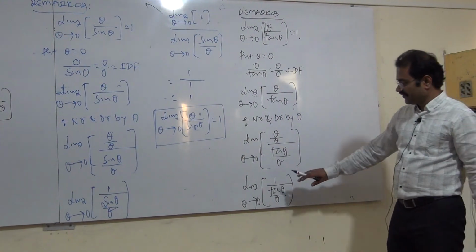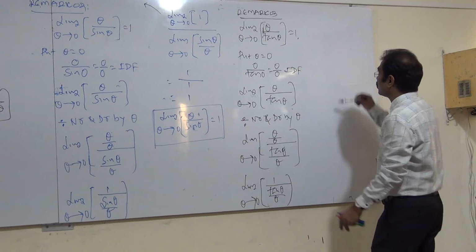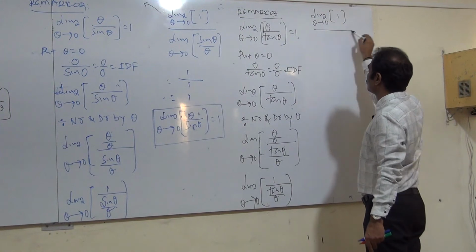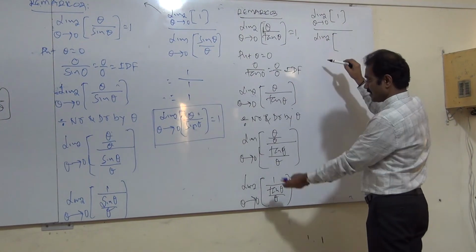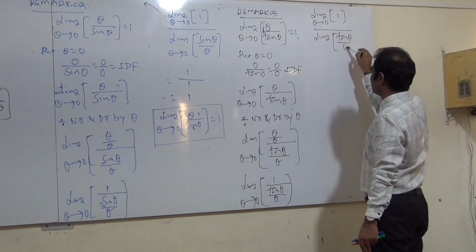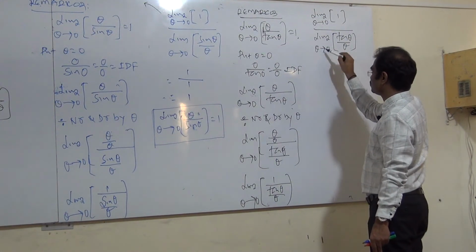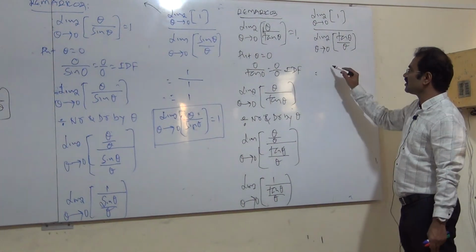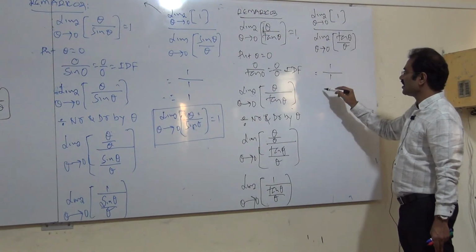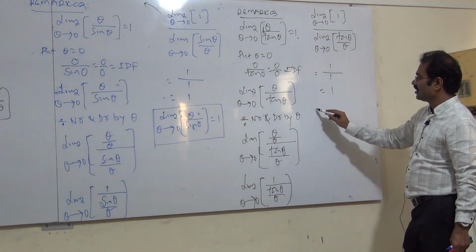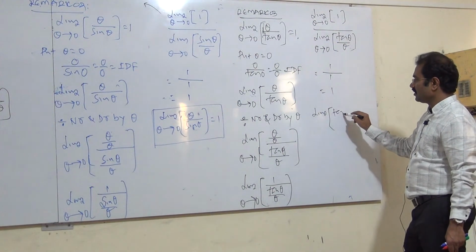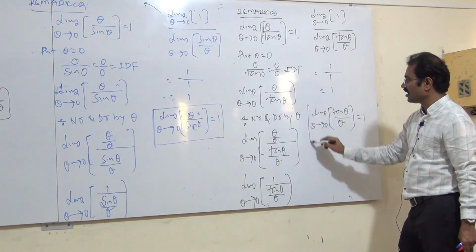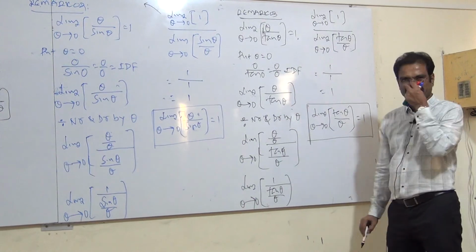We know this, if there is a quotient form, limit is applicable to both. Limit of 1 as theta tends to 0 divided by limit of tan theta by theta as theta tends to 0. Constant, we cannot apply the limit to the constant, therefore it is as it is. Its value is 1, therefore it is how much? 1. Hence limit of tan theta divided by theta as theta tends to 0 is equal to how much? 1. This is another remark.